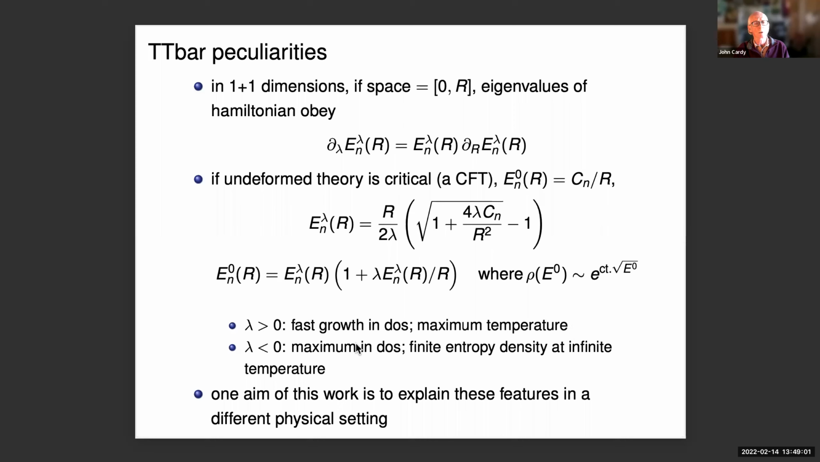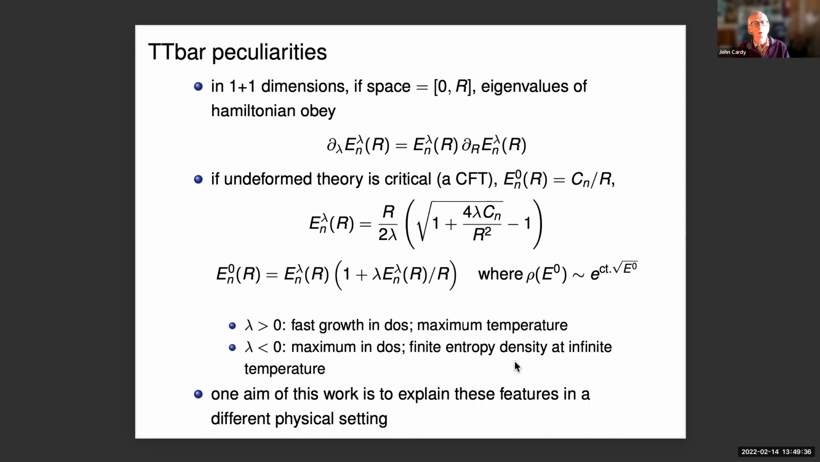If lambda is negative, on the other hand, then there's a maximum in the density of states, and then we find that, at least from a thermodynamic point of view, if we only include the real eigenvalues with a positive entropy, then we get a finite entropy density at infinite temperature, rather like what happens in a lattice spin system.